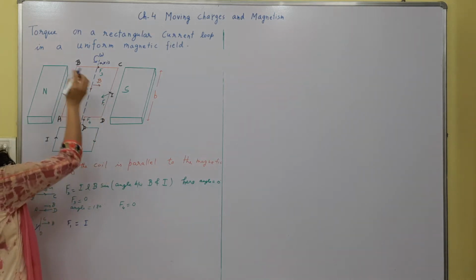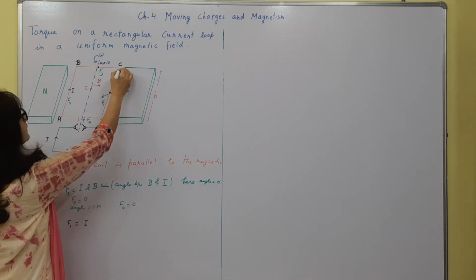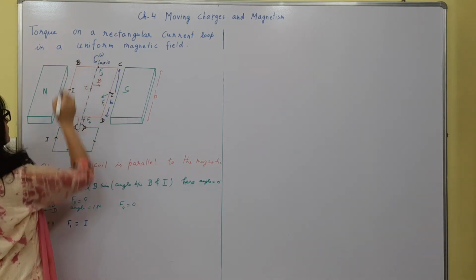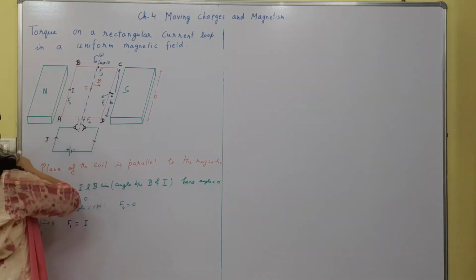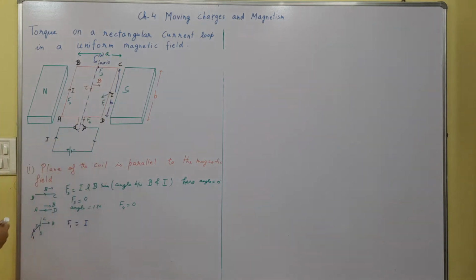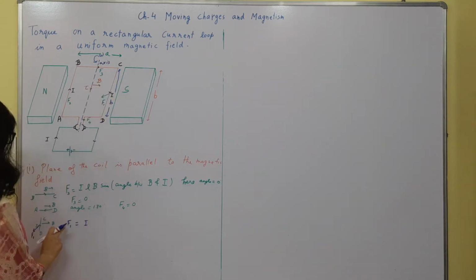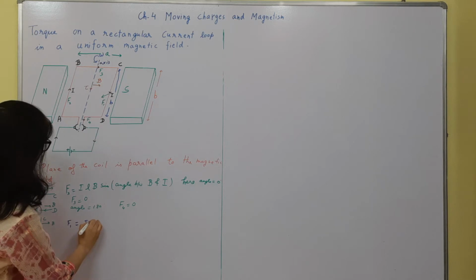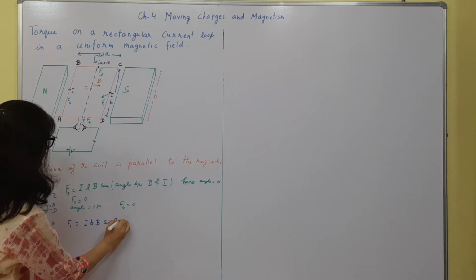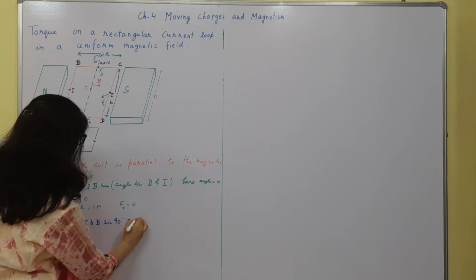So F1 is equal to I. What is the length? If I consider that this length is b and this length is a, then instead of length, I am writing b for the CD part. So it is I b B sine of 90 degrees, because the angle between the current and the magnetic field is 90 degrees. So this makes it IbB.